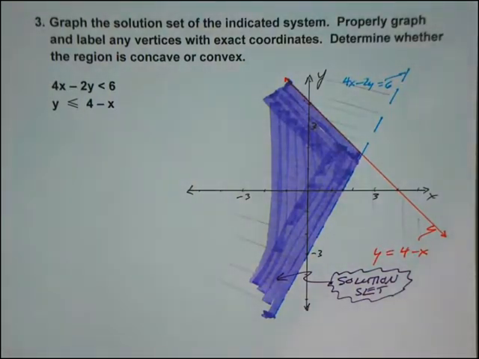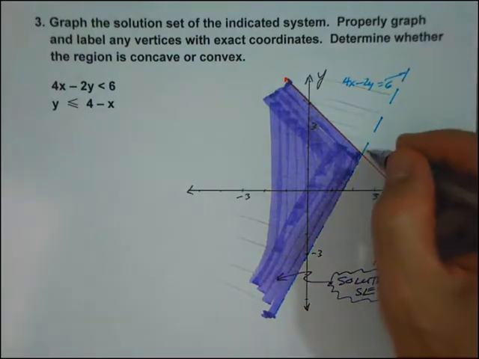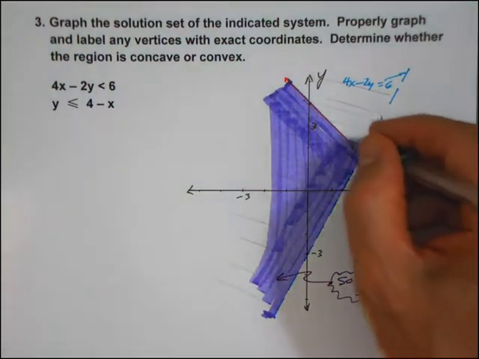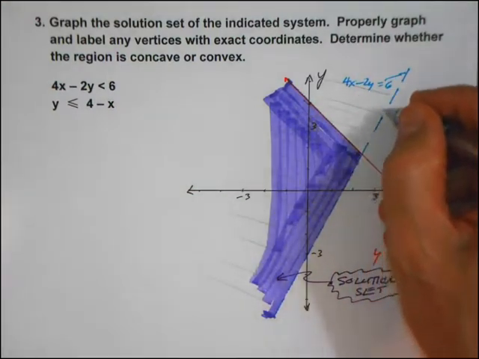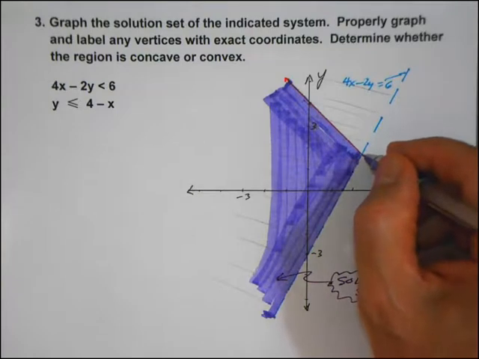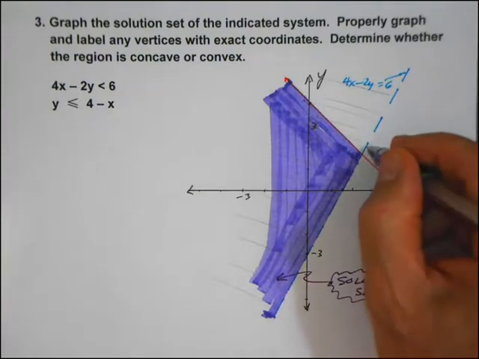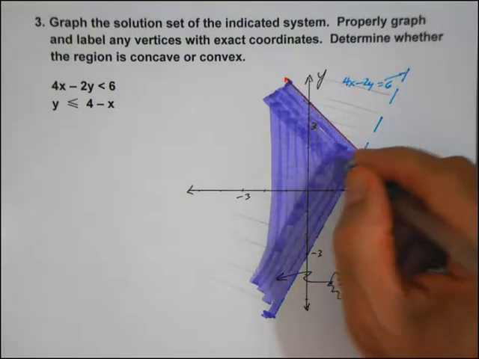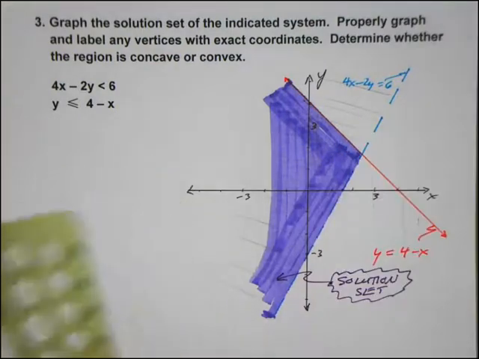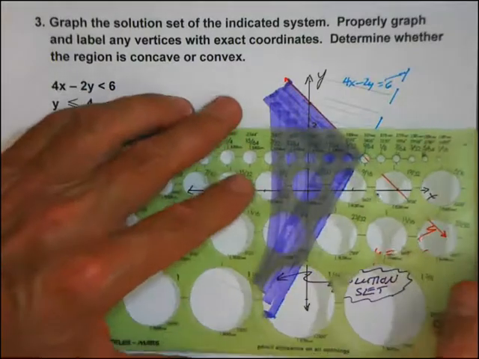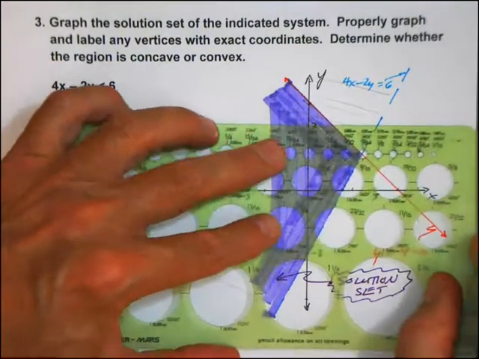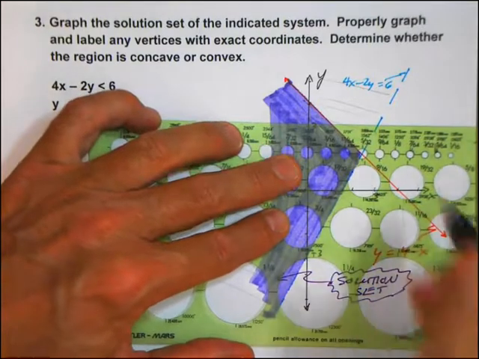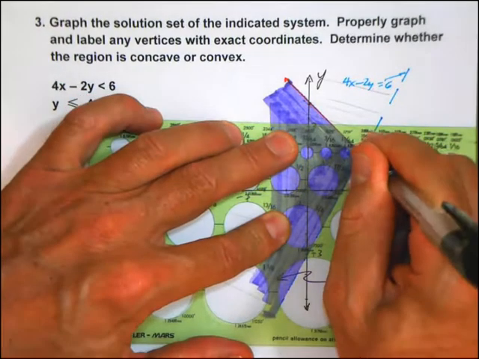Now, this vertex here is supposed to be properly graphed. So looking at it, we notice this is the intersection of a solid line, points belonging to the solution set, at least up here, but a dashed line here. So this actual vertex here, because of the dashed line here, does not belong in our solution set. So we'll need to indicate that by using a hollow circle when we graph this point. For instance, like so. Hollow circle.